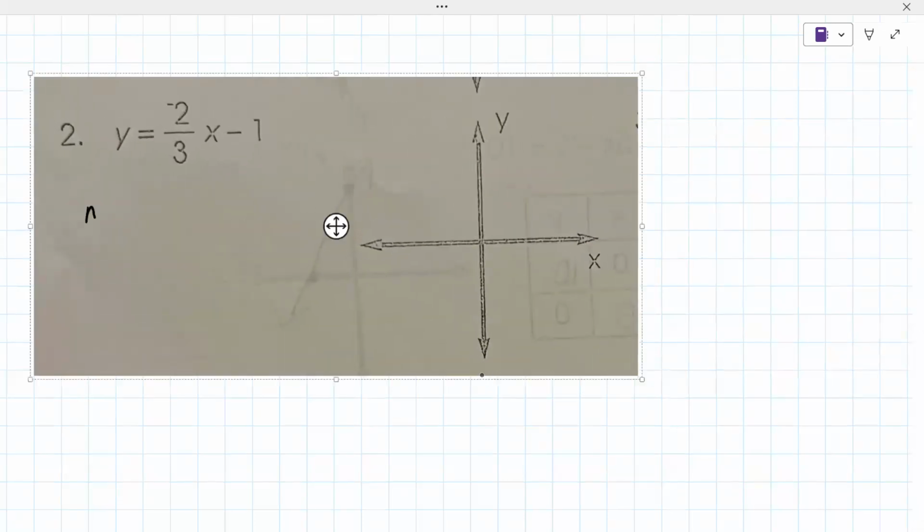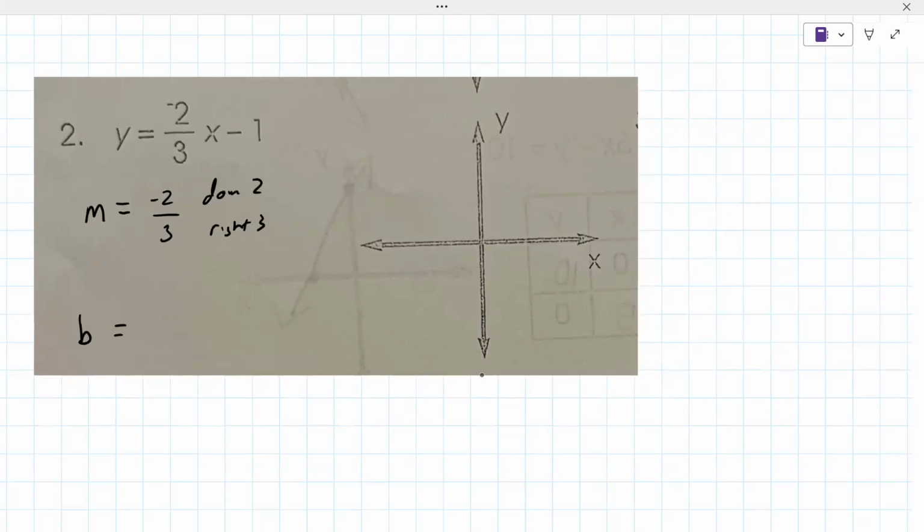So can you tell me the slope of this? What is the number in front of x? Negative 2/3. Is that really a negative? I guess it is. All right. So that means down 2, right 3.